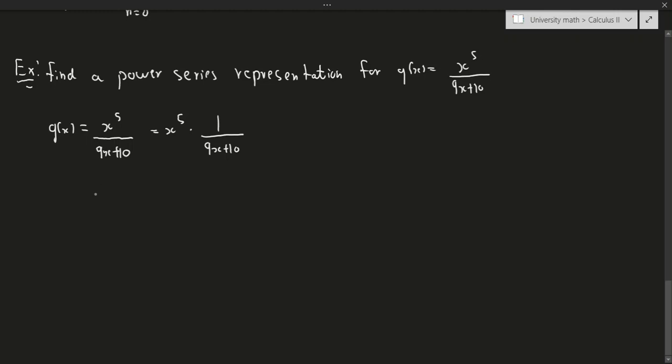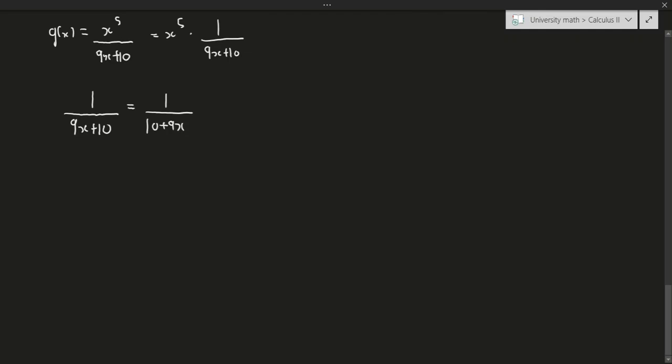Okay, so one thing we can do is start with 9x plus 10. This is the same thing as 1 over 10 plus 9x. I did that just to make this a bit easier to work with. There's no reason to, but it just makes it a little bit easier. What we can do now is factor out a 10 from the bottom. So we're going to get 1 plus 9 over 10 times x, and then 1 on top, like that.